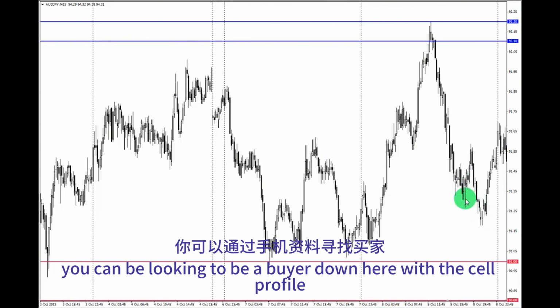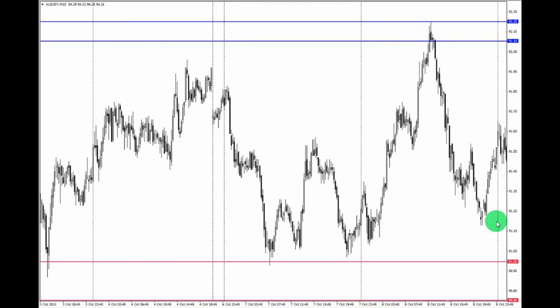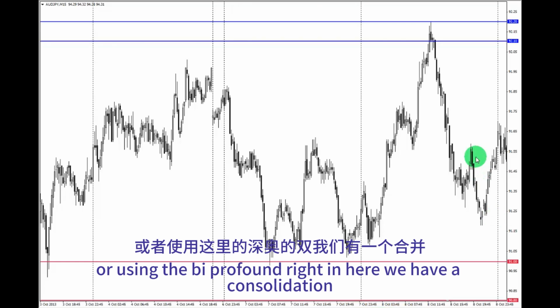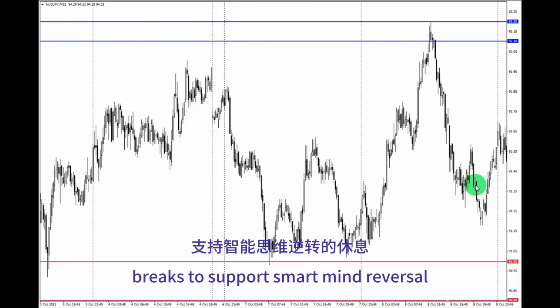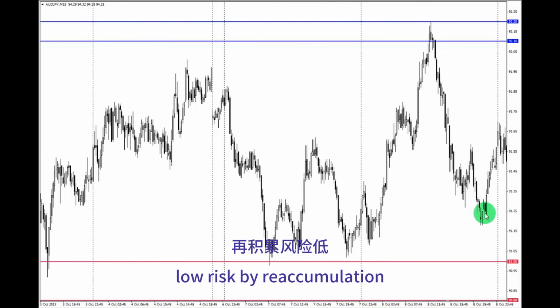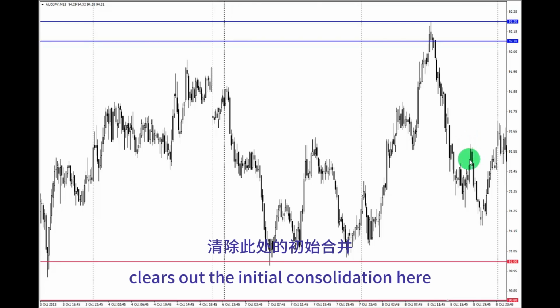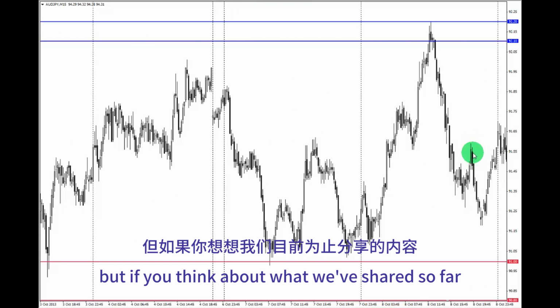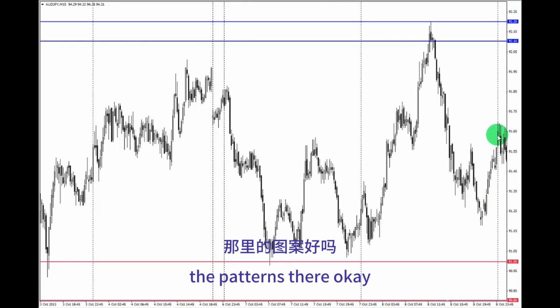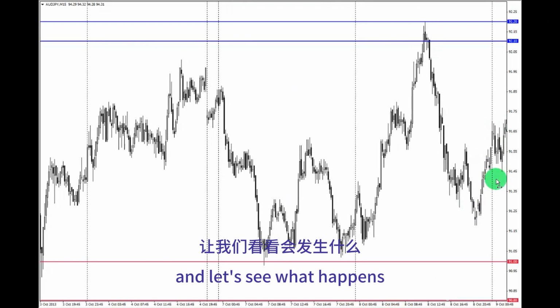You can be looking to be a buyer down here with the sell profile, or using the buy profile right in here. We have a consolidation, price moves lower, breaks to support, smart money reversal, low risk buy, reaccumulation, clears out the initial consolidation here. I know it's hard to see, but if you think about what we've shared so far, the pattern's there. Okay, and let's see what happens.